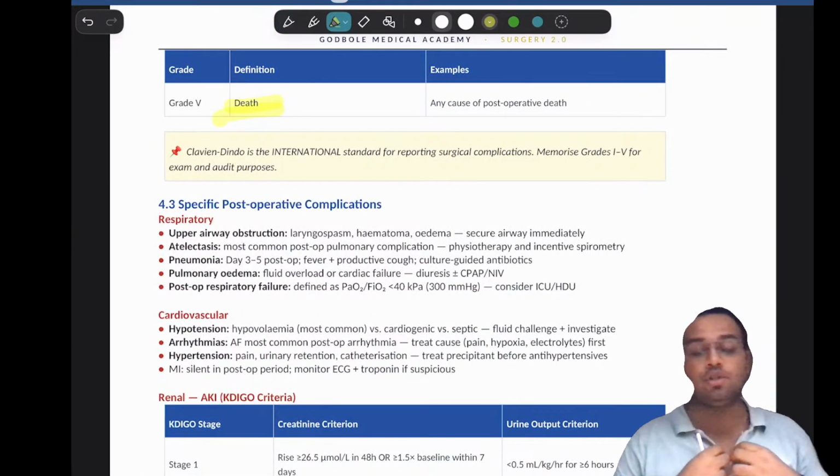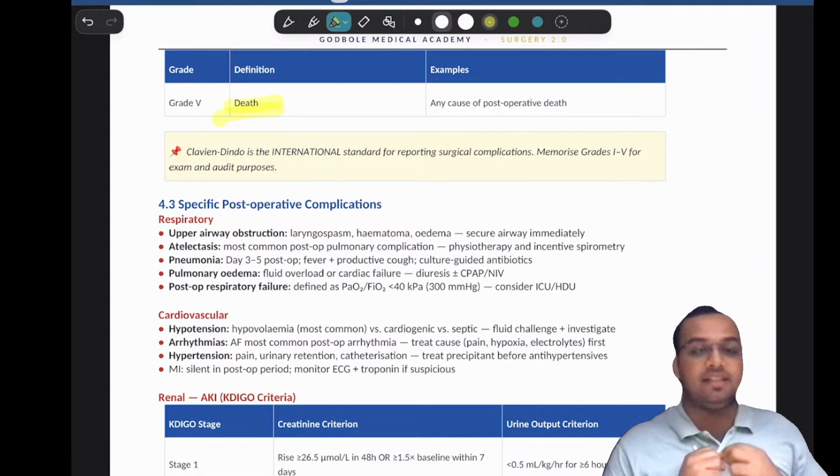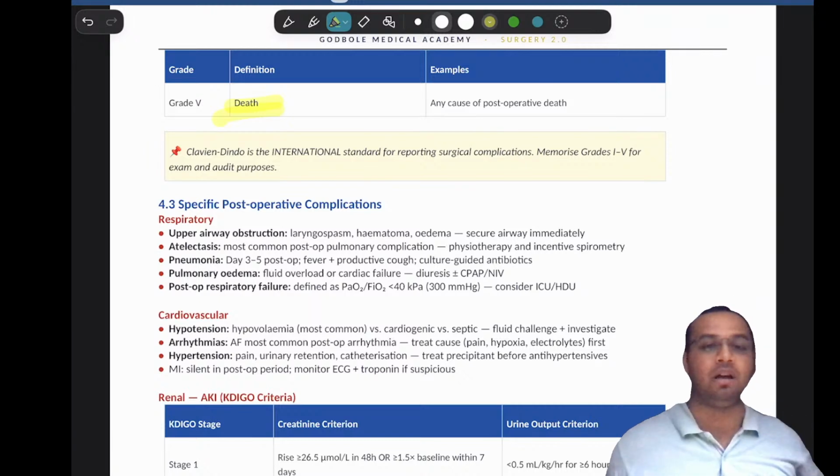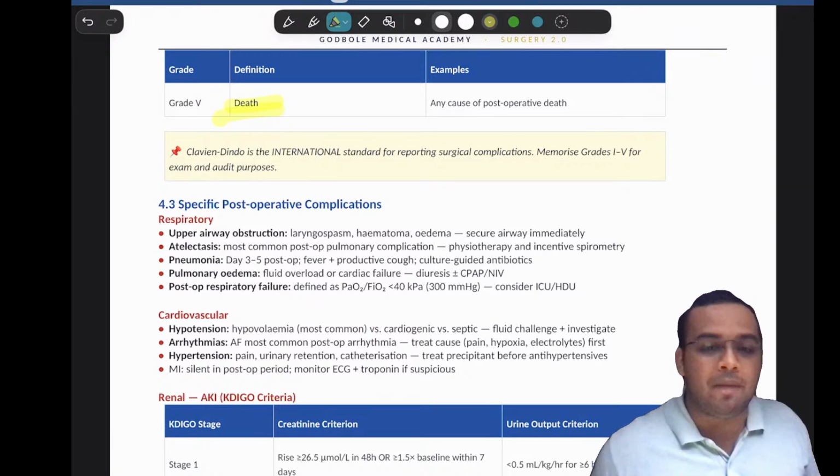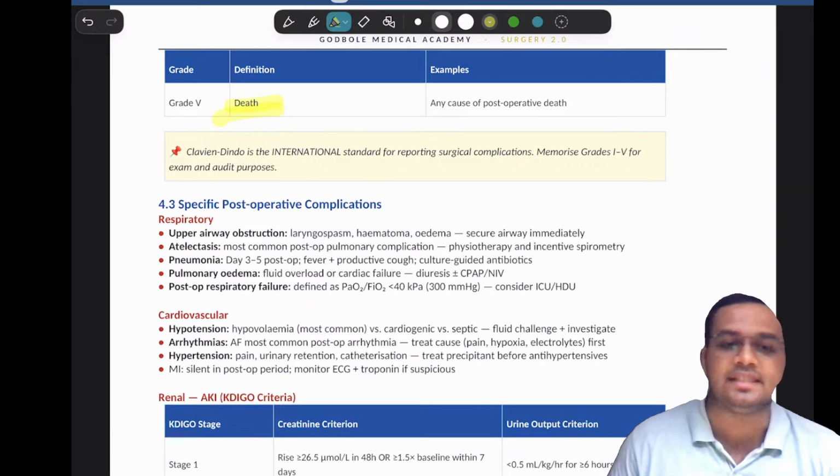So these are the things which you should know when you are answering the question, because this system is pretty much asked in all the papers. Might be UG, might be PG, might be entrance exams, it is asked.